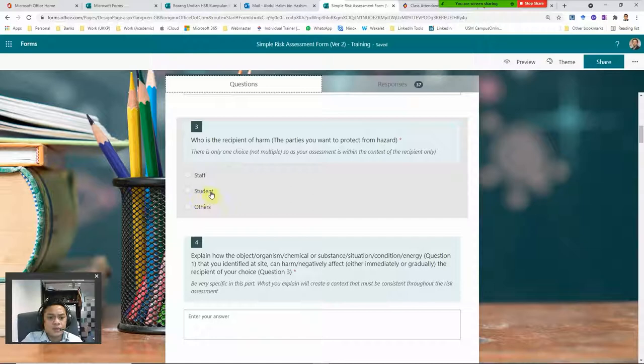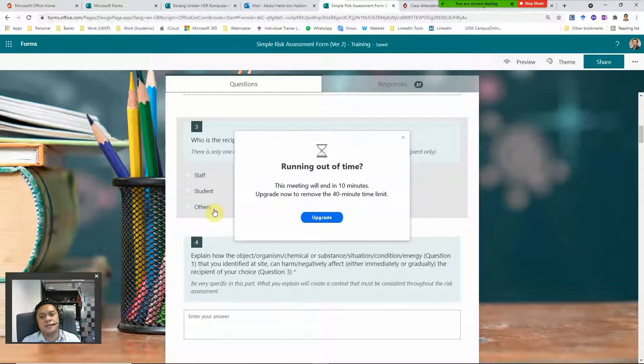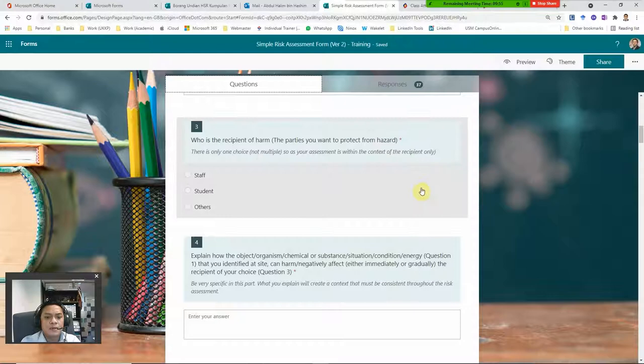The student option is there because in the previous cohort, they were doing the risk assessment within the campus. That's why I put student, because students use the workshops in UNIMAS. So they are also exposed to certain kinds of hazards. The others could be the cleaner, maybe the bosses, the managers that come into that area of operation from time to time. But usually the focus of the risk assessment is those who are directly exposed to the hazard, which is the workers. So workers in this case is the staff of the company who are in charge of that specific operation in question.